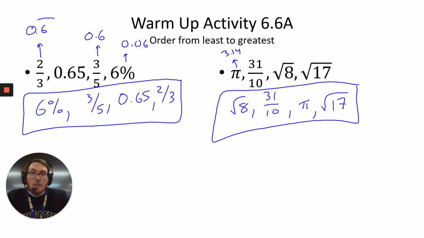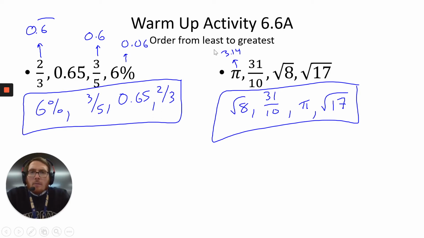6% has to be the smallest one here. It's the only one that has a 0.0, or 0 after the decimal point, so it's the lowest. 0.6 is next, which is 3/5 because it's 0.60 if you keep adding more numbers in. And then 0.65, and then 0.6 repeating because it's 0.66, etc., which is higher than 0.65.